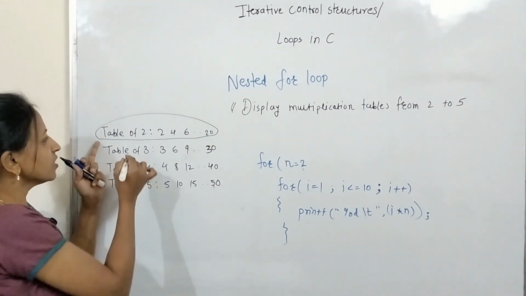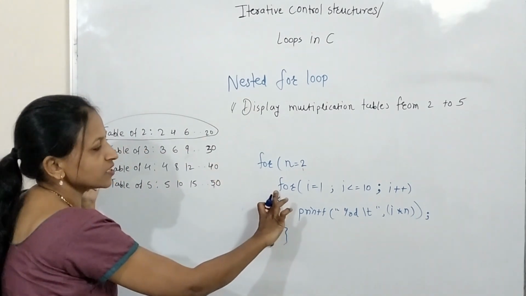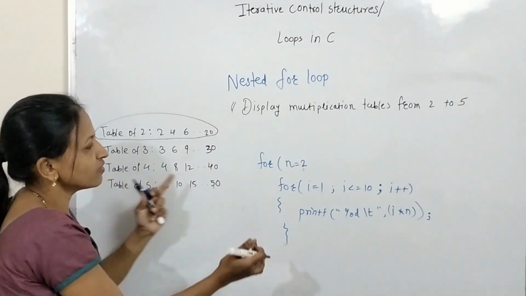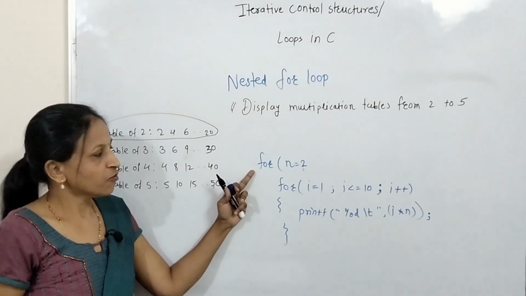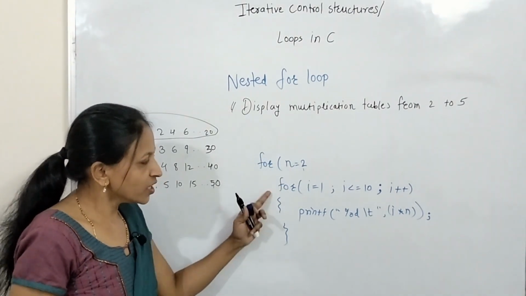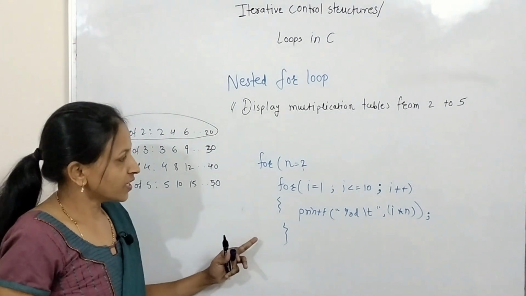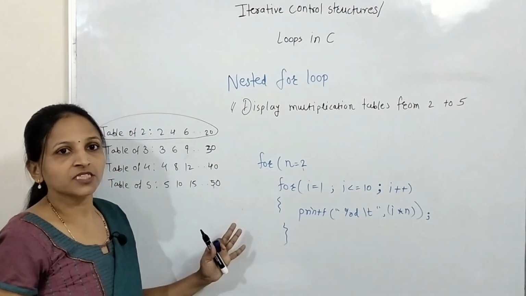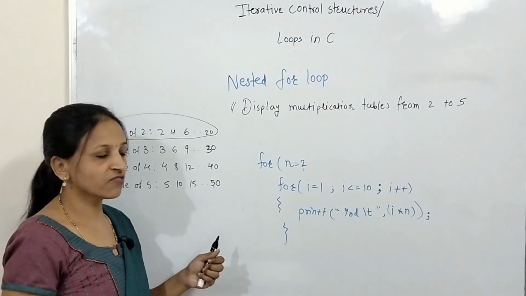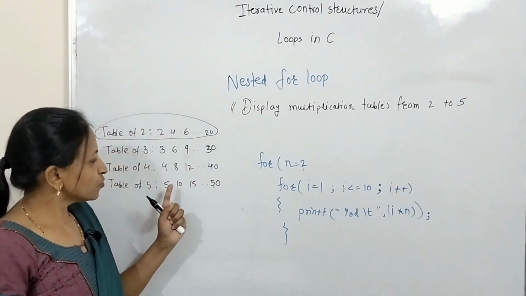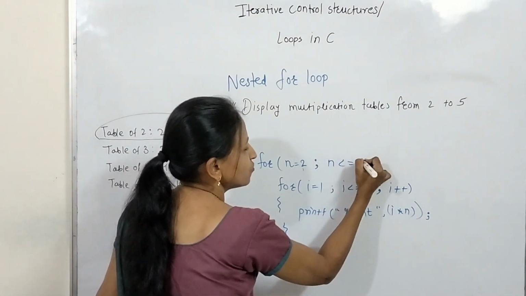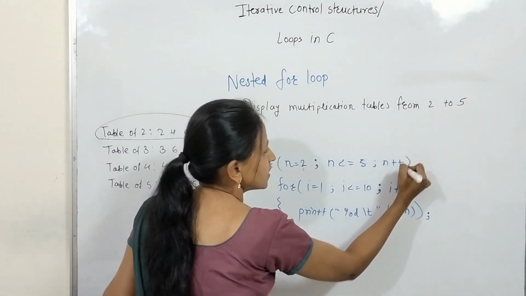For displaying a single multiplication table, this for loop is there, but I want to repeat this process again and again, and for that I will place this outer for loop. For every iteration of the outer loop, this whole inner loop will get executed, and by this we can get multiplication tables from 2 to 5 displayed. That's why we have to change the value of n from 2 to 5 in this way, like n equals 2, n is less than or equal to 5, and n++.